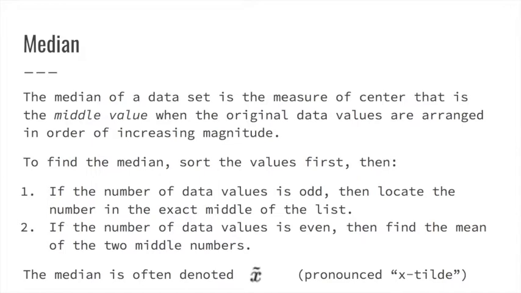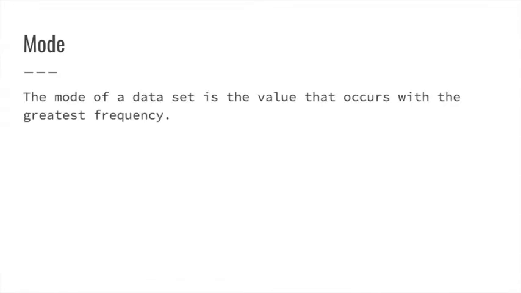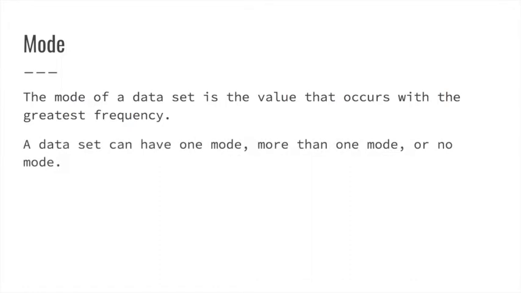The third measure of center is the mode, and this is the data value that occurs the most. If you have a data set with a lot of repeating numbers, then you are going to have a mode. Some data sets will only have one mode. There'll be one value that occurs more times than any other value, and that will be the one mode. But it's also possible to have more than one.